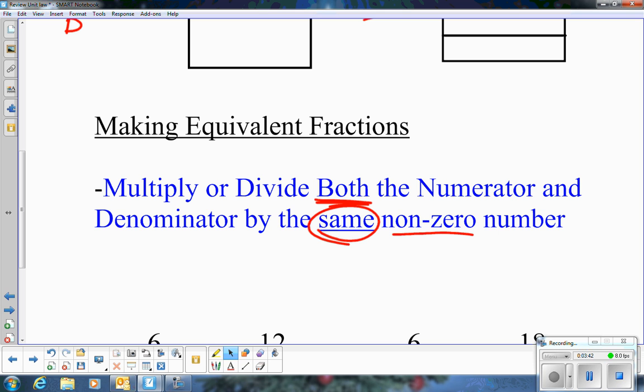Brandon? Well, not 1 technically, yeah. 1 just keeps it the same. Yeah, 1 doesn't do you any good, right? We kind of ignore 1 in a sense. If I said 1/4 times 1 over 1, it's still going to be 1/4. So it doesn't really make any changes.